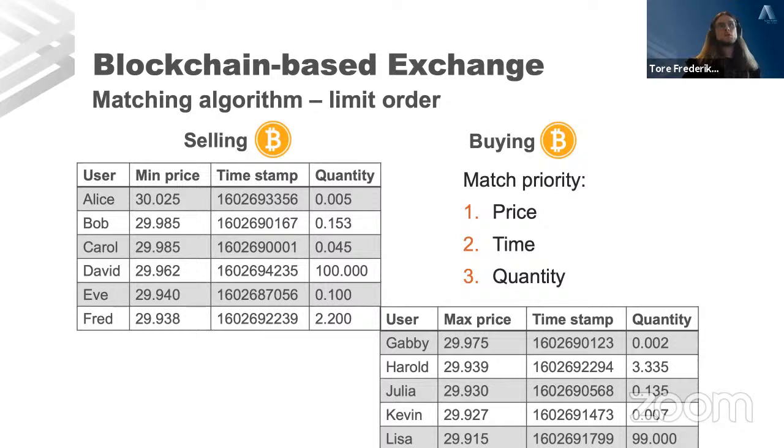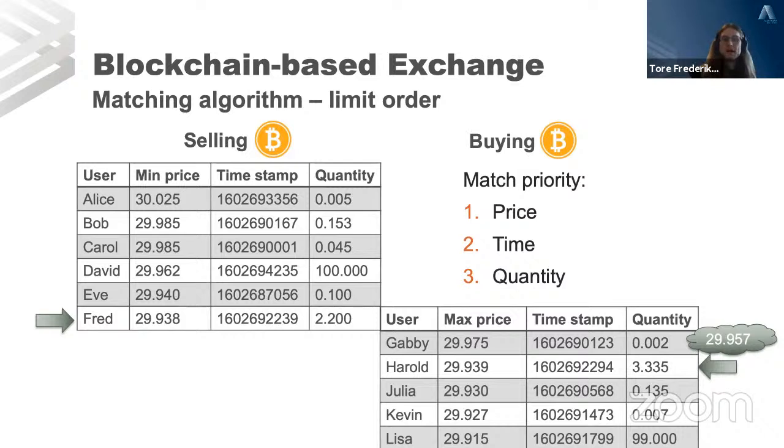So the way a matching would occur is basically you start from the bottom of the selling list and the top of the buying list, and you check whether these orders are compatible. Basically meaning, is there an intersection between what is accepted as a minimum selling price and a maximum buying price. You can see in this case there is a matching between Fred and Gabby. So basically a price is decided. This can, for example, be the average.